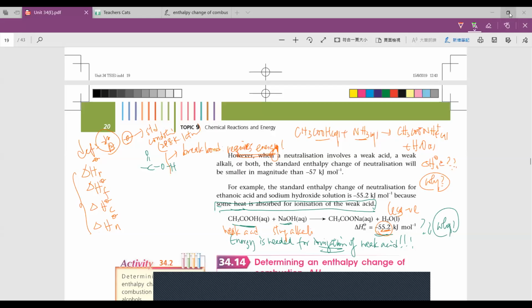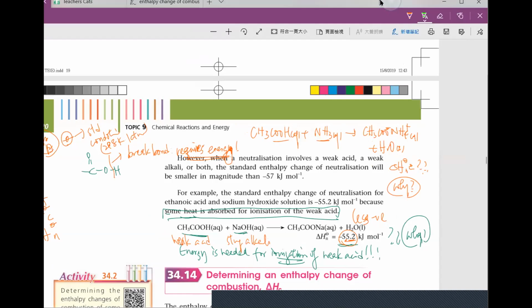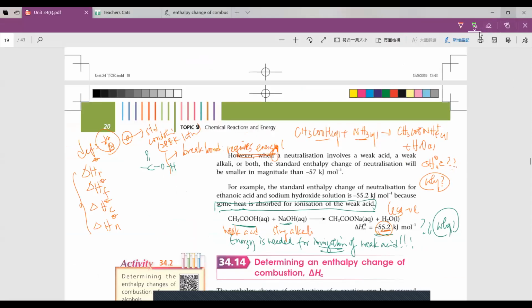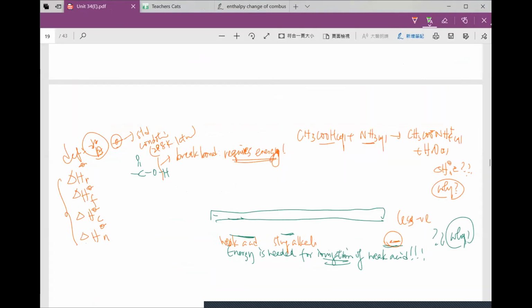Good morning, guys. So while we're waiting, I would like to give you back this screen. Can you see that? So this one, you have to refer to this diagram.